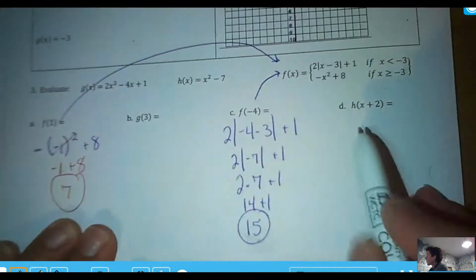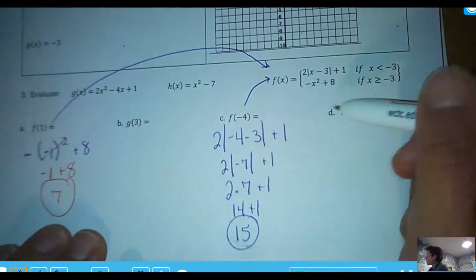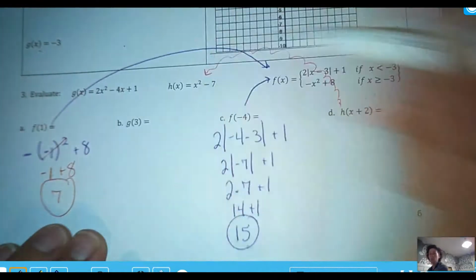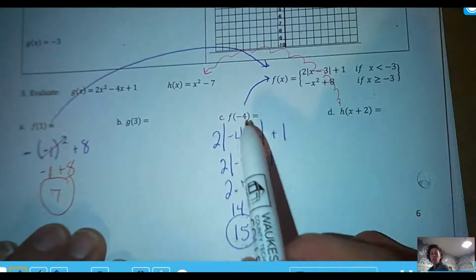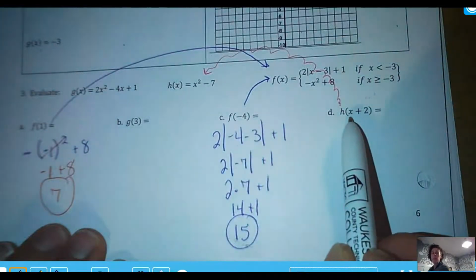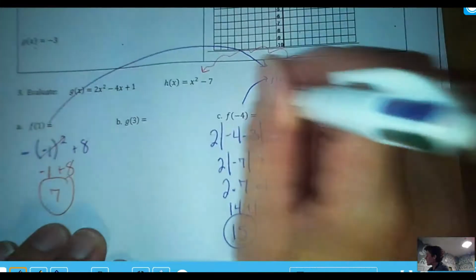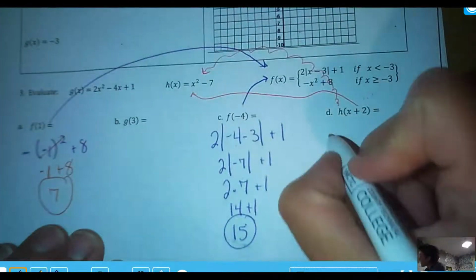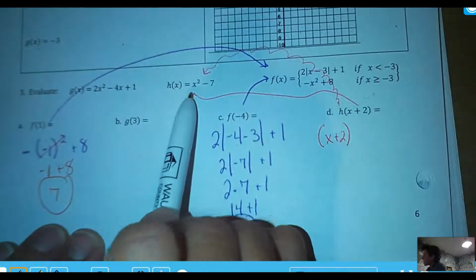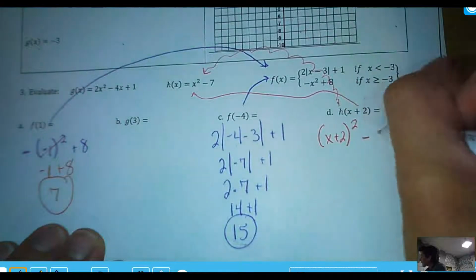So the last one I want to do with you is h of x plus 2. So because I'm working with the function h, I'm going to be moving over here. And before, I was putting a value in for x, but this time I'm actually going to put all of x plus 2 in for x. So all of this is going in right there. So it's going to be x plus 2, and instead of x being squared, now it's x plus 2 squared. And then I'll subtract the 7.